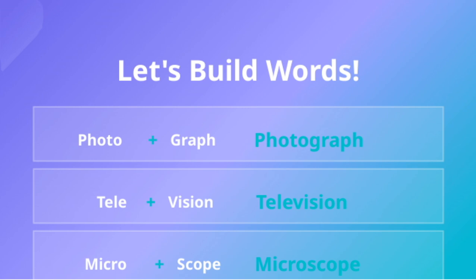This slide really emphasizes how we can build words by combining smaller parts, or roots, to understand their meanings better. It's a fun way to see how language works and how words can be broken down into meaningful pieces. Remember, when you see new words, try to see if you can spot these parts. It helps make learning new vocabulary easier and more engaging. Let's keep building words and exploring their secrets.